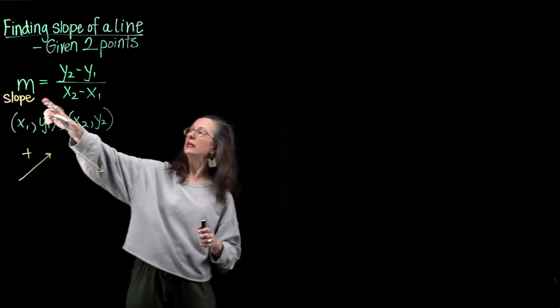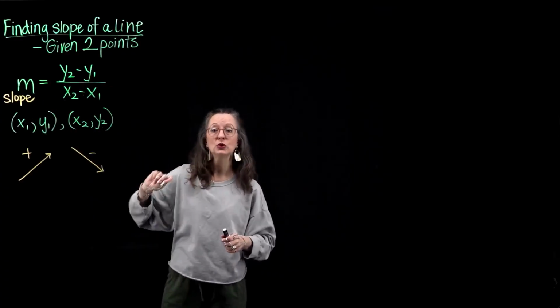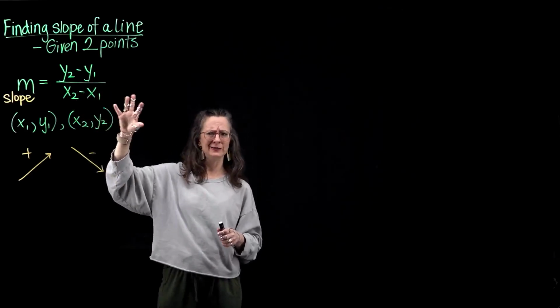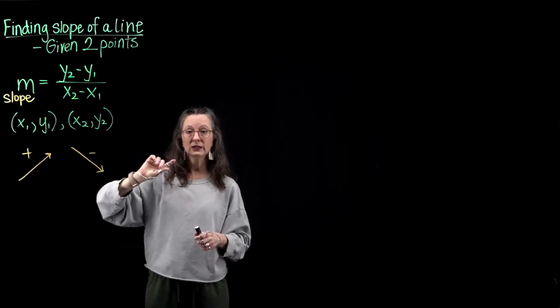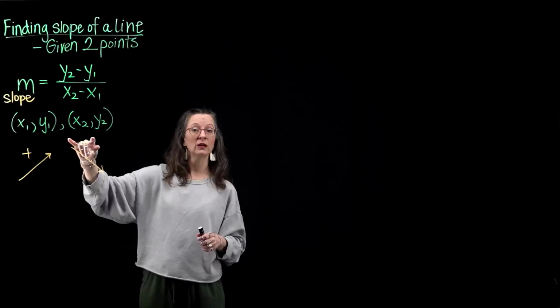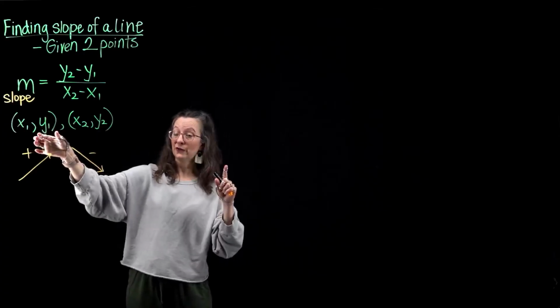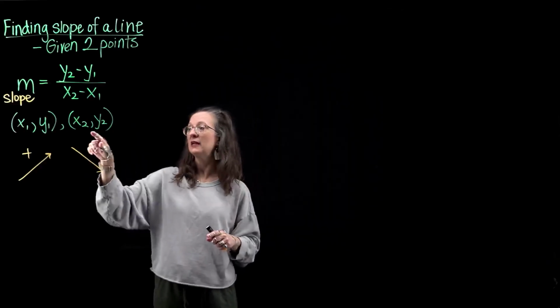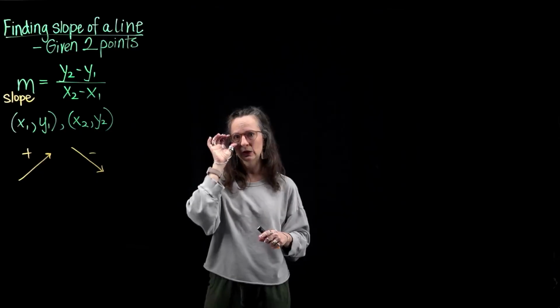All right, so we can calculate slope from 2 points. Now my equation has x2, y2, all that in it. That is going to come from the points that we are given. So the first point is made up of x1, y1. The second point is made up of x2, y2.